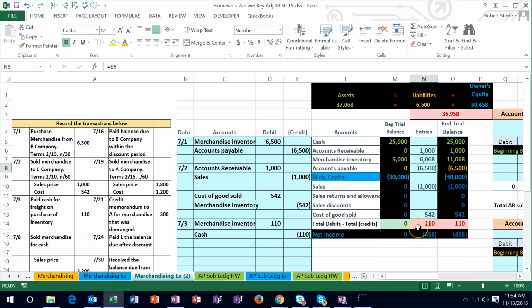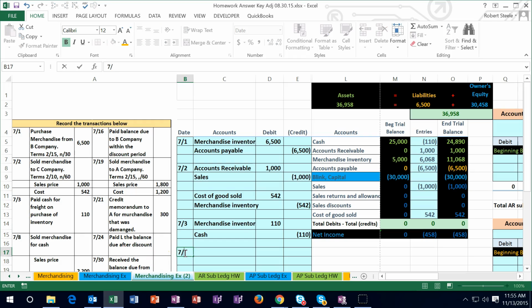Now we're out of balance by 110. I'm going to go to cash in N5 and say equals and point to the 110 and enter. That will make the cash go down and we're back in balance. So we're now on 7.8 where it says we sold merchandise for cash. All right, we sold for cash this time.